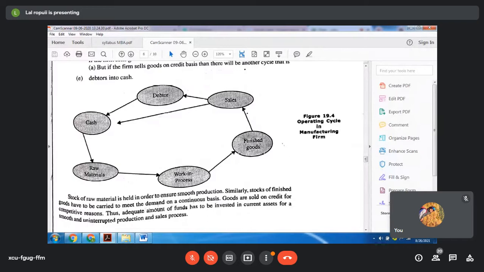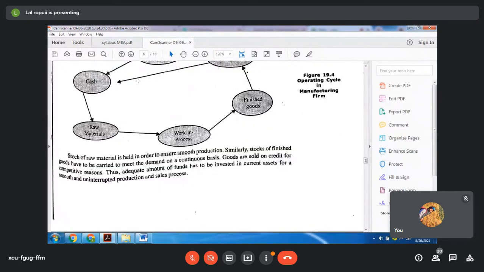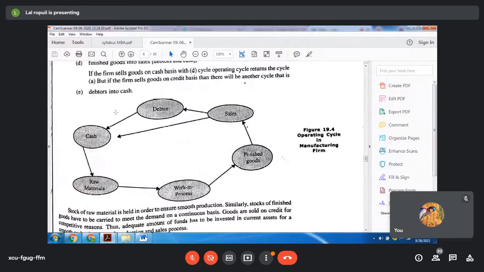If it is cash sales, then cash goes back immediately here. But if it is on a credit basis, then we have debtors, to whom we sell our products on credit, who owe money to us. After debtors, we realize cash back from debtors again. That is the operating cycle in the manufacturing firm.